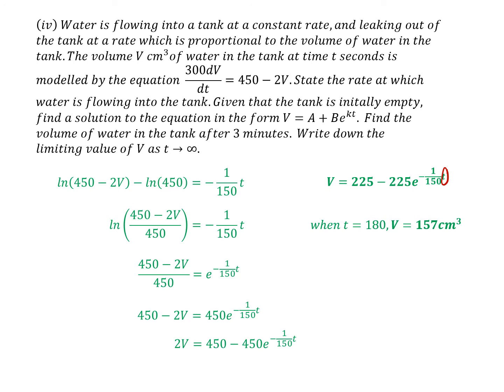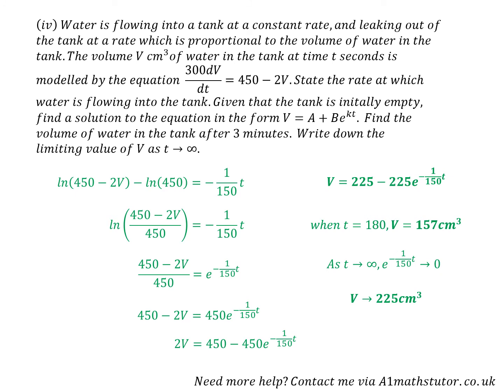Have we completed the question? No, we haven't. We've still got to write down the limiting value of v as t tends to infinity. Well, as t gets larger and larger, e to the minus 1 over 150 t gets closer and closer to 0, and therefore this term gets closer and closer to 0, and the limiting value is then 225 cubic centimeters. Okay, so that's that one. One more part to go.